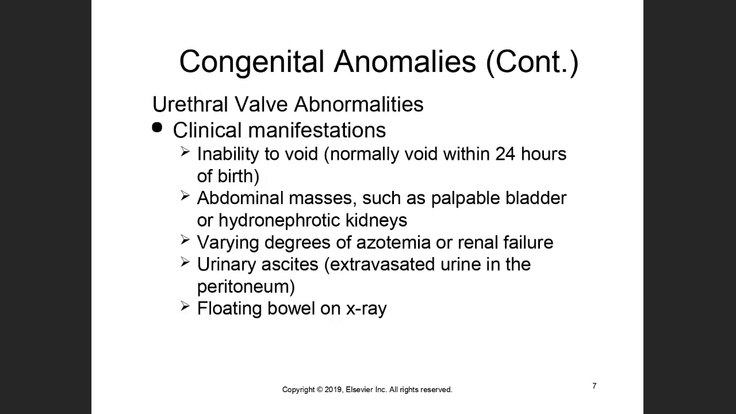Urethral valve anomaly, clinical manifestation: inability to void, normally void within 24 hours of birth. Abdominal mass such as palpable bladder or hydronephrotic kidneys. Varying degrees of azotemia or renal failure. Azotemia means that the patient has elevation of BUN and creatinine. Okay. Urinary ascites and floating bowel on X-ray.